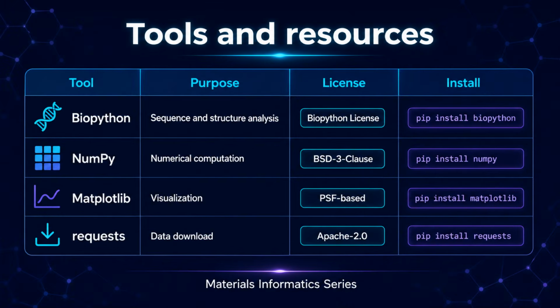Here's a summary of the tools and resources we've used. BioPython version 1.81 or higher handles sequence and structure analysis. NumPy version 1.24 or higher provides numerical computation capabilities. Matplotlib version 3.7 or higher creates visualizations. The Requests library version 2.31 or higher enables data downloads. All of these ship under permissive open-source licenses that allow commercial use. Install them using pip install with a requirements.txt file.